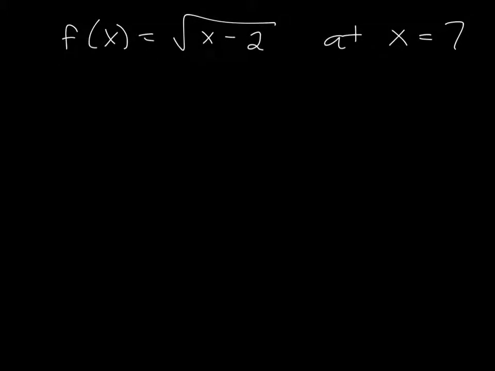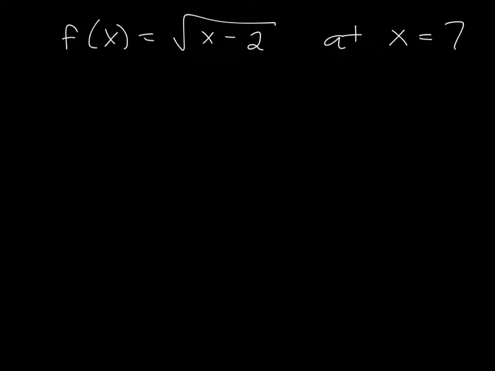Okay, we're going to be looking at how do we find the slope of a function at an indicated point. The exact slope, not an average slope. So the process we're going to be using is taking the limit of the difference quotient. The function is f of x equals radical x minus 2, and we're going to be looking at the point x equals 7. What is the slope at that point?